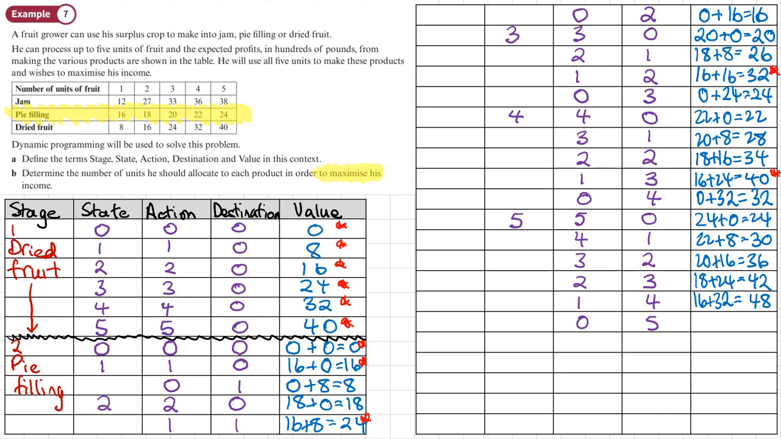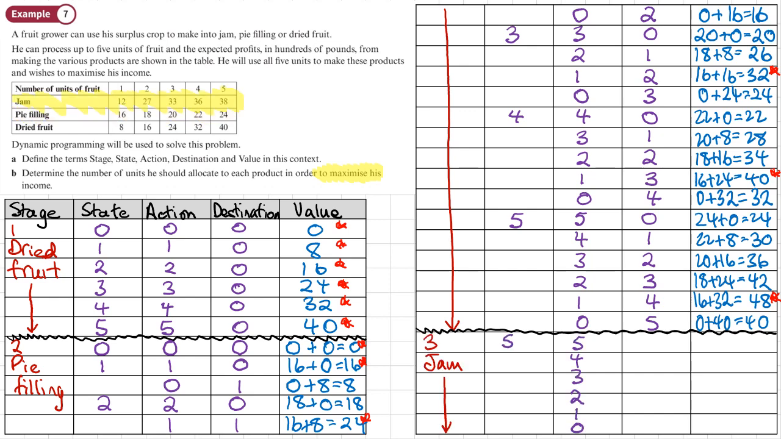And then lastly, use up none, pass on 5, so that's going to be 0 plus 40. 0 plus 40, and so that will be 40. And I can see that from that state, the highest profit is going to be 48. So that now completes stage 2, all the way down to here. And we'll move on now to stage 3, which is the jam.